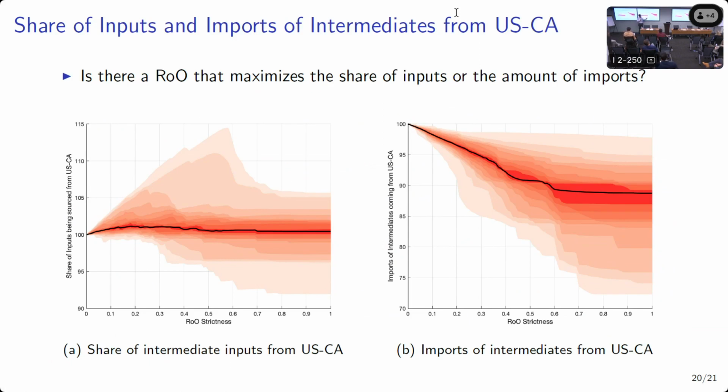And we find in our simulations that the best rule of origin is a rule of origin of 0, strictness of 0, right? So any rule of origin, even if you can increase the share, is going to decrease the amount of intermediates the US is going to be selling to Mexican firms, okay?